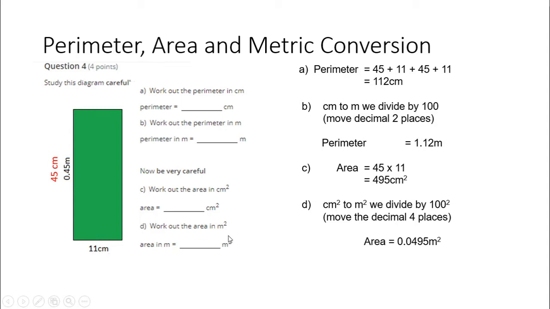If you see your answer should be in meters squared, your values that you're calculating with should be in meters. So 11 centimeters is the same thing as 0.11 meters. So I can calculate my area in meters by doing 0.45 meters times 0.11 meters gives me 0.0495 meters squared.